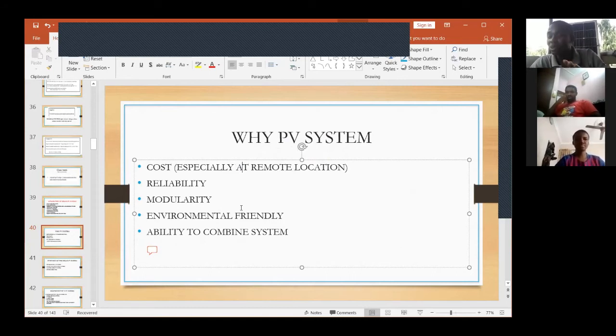But in solar system, it's not like that. You can add them together. It's modularity. You can combine the system. It's eco-friendly. So those are the things we look at and we say these are the advantages. These are the reasons why people rush into solar PV system. If I have done this, I've done justice to this class.